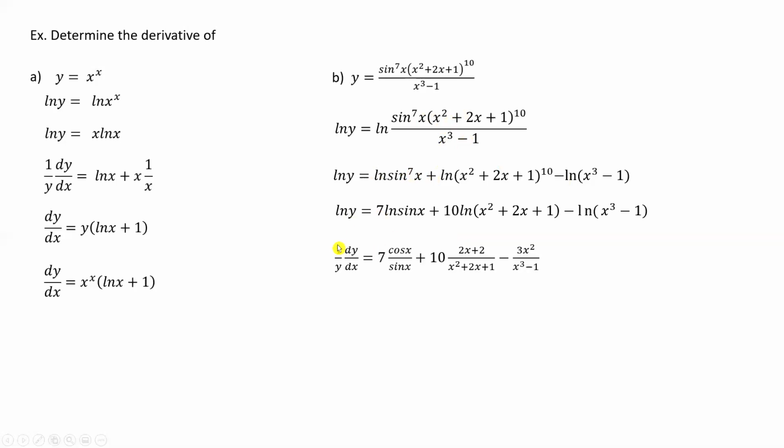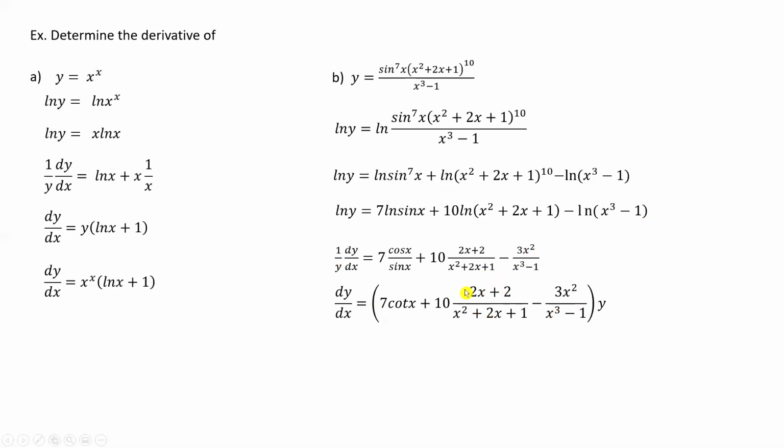Derivative of ln y: 1 over argument, derivative of argument. 7 times ln sin x: 1 over argument, derivative of argument. 10 times ln of (x squared plus 2x plus 1): 1 over argument, derivative of argument, minus ln of (x cubed minus 1): 1 over argument, derivative of argument. Cleaning that up, we'll multiply both sides of the equation by y, and then look for anything else that you can simplify. There's a 2 that's common here.